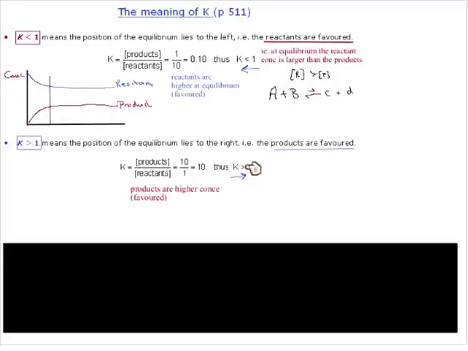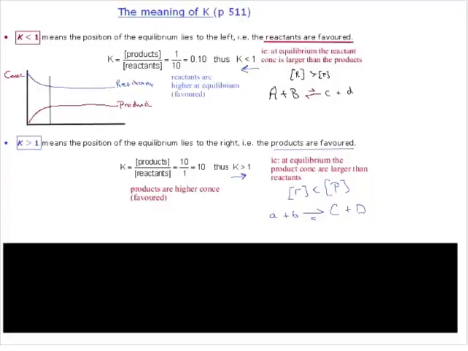We're never going to get a decimal because the top number is always going to be bigger than the bottom number. So in this case, K is always going to be greater than 1. Look at the way that arrow is pointing. K is greater than 1. It's pointing in that direction. All right? If we look at this, the products are going to be greater than the reactants. So in this particular situation, the products end up being larger than the reactants. K is greater than 1.